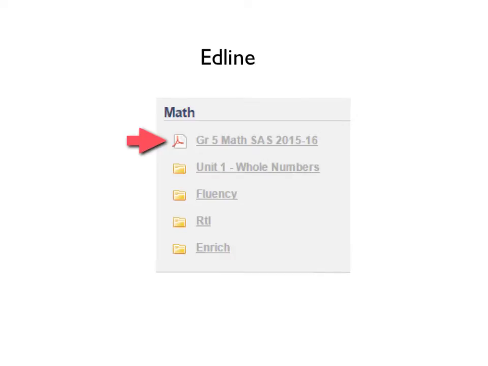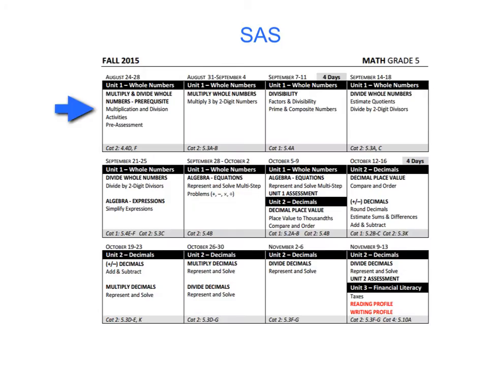Edline looks very similar to the way it did last year. The SAS is the first item that will be listed under Math. Underneath the SAS, you will have the units, then Fluency, RTI, and Enrich. The SAS also looks similar to the way it did last year. This year, the units are numbered with the corresponding name for the unit. Some units will have subunits within the unit.